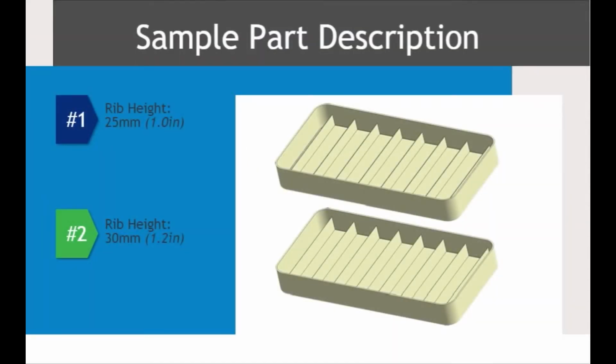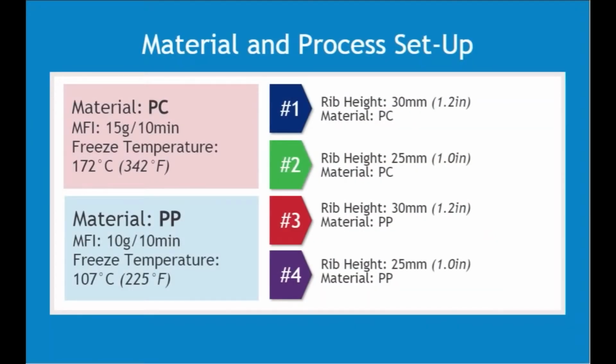The examples for this lesson will use a box part with 2 rib heights, one 25 mm and the other 30 mm. We will compare the 2 box parts with different rib heights using 2 different materials. One is a PC material with an MFI of 15 grams per 10 minutes and material freeze temperature of 172 degrees Celsius. The other is a PP material with an MFI of 10 grams per 10 minutes and a material freeze temperature of 107 degrees Celsius.